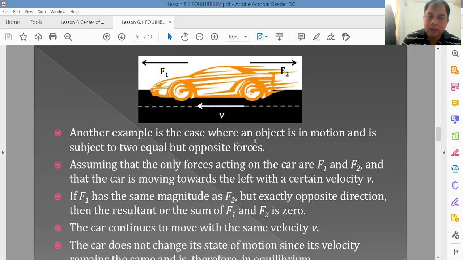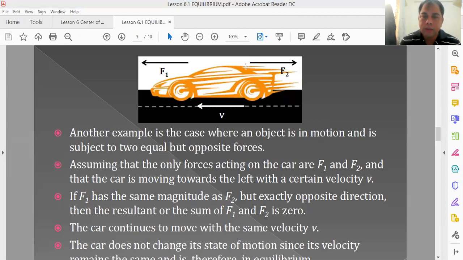Another example is the case where an object is in motion and is subject to two equal but opposite forces. So it is moving. But if the two forces here happen to be equal also, then this car, even though it's moving, will also be in a state of equilibrium. If F1 and F2 are equal in value, supposing there are only two forces involved here, despite the fact that this is already in motion. Okay, it has velocity.